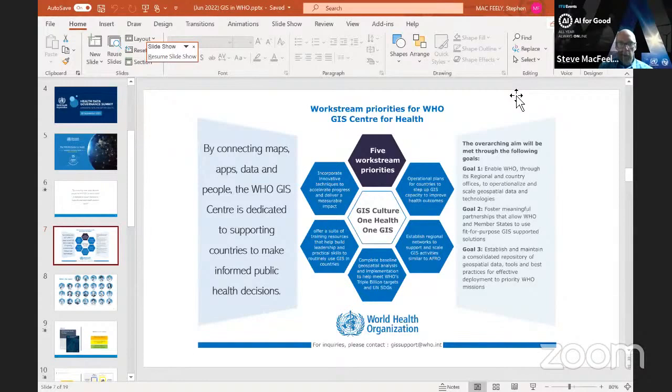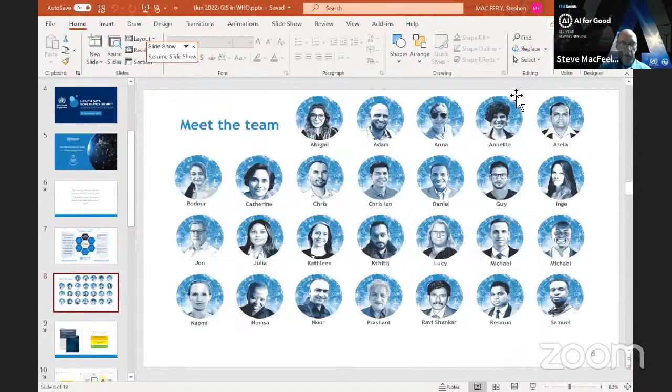So one is really operationalizing plans around GIS, establishing regional networks to support and scale GIS. And we're using what's happening in Afro as an example. Complete some geospatial baseline analyses. Then offer capacity development, both in WHO and in countries and regions. And then incorporate innovative techniques. And I guess this is really where the AI component comes in, to take in the latest technologies, latest techniques, latest algorithms to help us develop what we're doing.